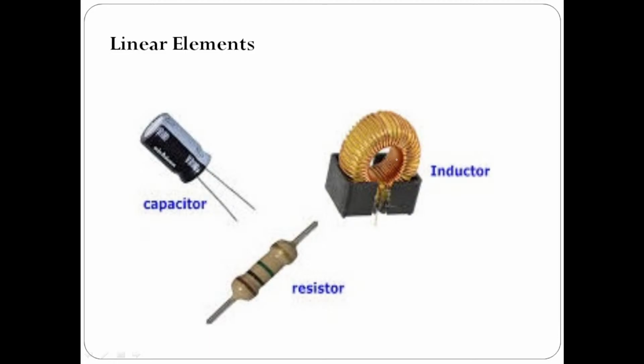Okay, now let us see linear elements. What is meant by linear elements? These are the elements that show a linear relationship between voltage and current. When current is flowing through these elements, if we are able to show the linear relationship between voltage and current, then such elements are known as linear elements. Example: resistor, inductor and capacitor are the linear elements.